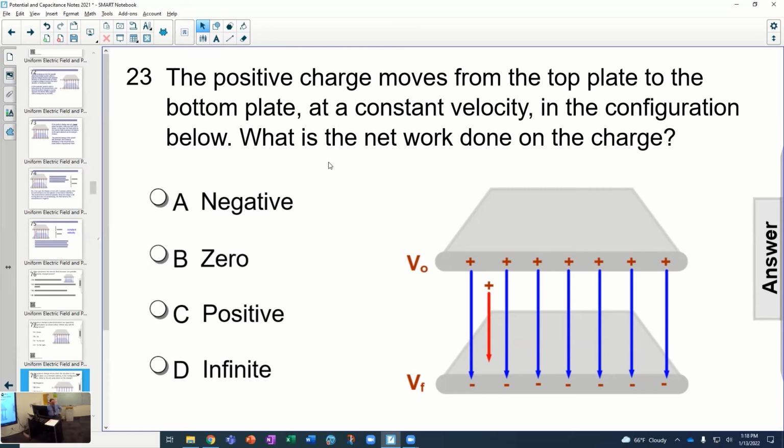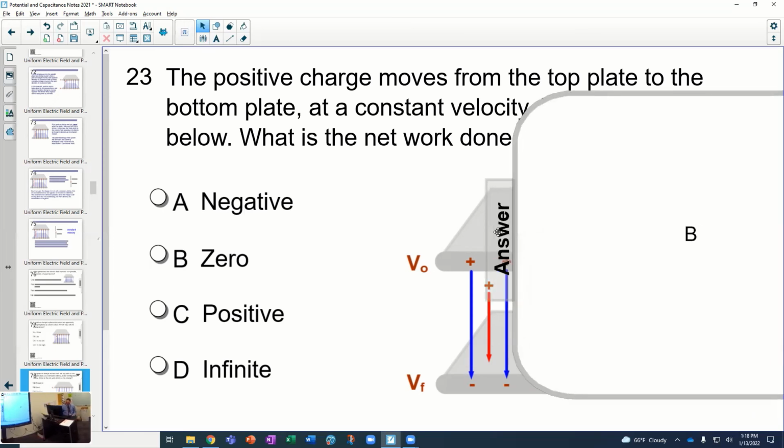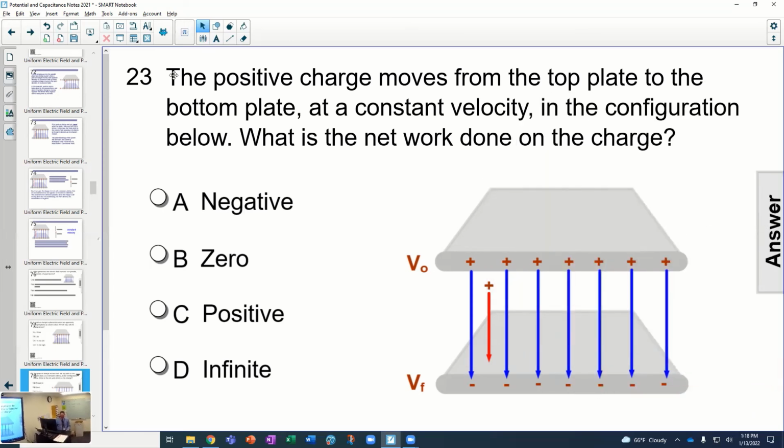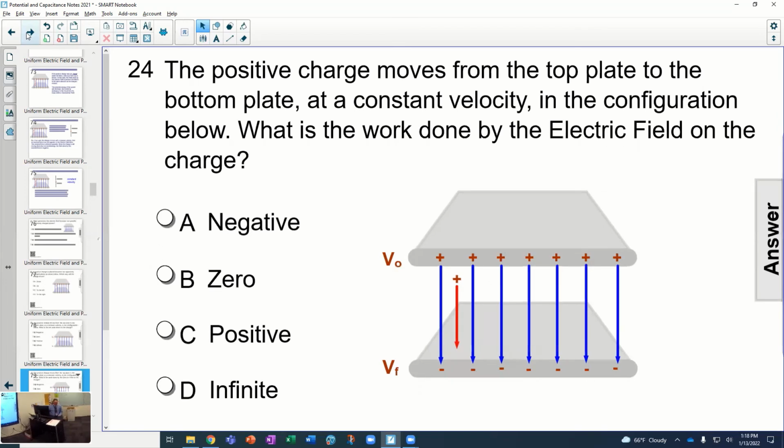And now I'm starting to see some consistency again. It looked like a few people were saying C, but maybe you were saying 0. I'm not sure. Looked like C for some, but yeah, it is B. The net work is 0 because those forces are equal and opposite if it's going at a constant velocity. Just like in AP1 where constant velocity was a term you want to look for in questions, you want to look for it even in electric field, electric energy, electric force questions.